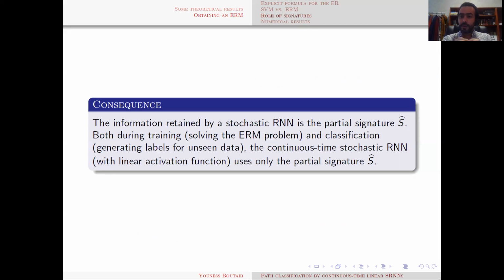So instead of recording what happens to the path time by time, which is an uncountable set, the recurrent neural network retains a countable set of information, which is the partial signature. And then you can solve both the training problem and the classification problem based only on the partial signature of the paths that are fed to the neural network.